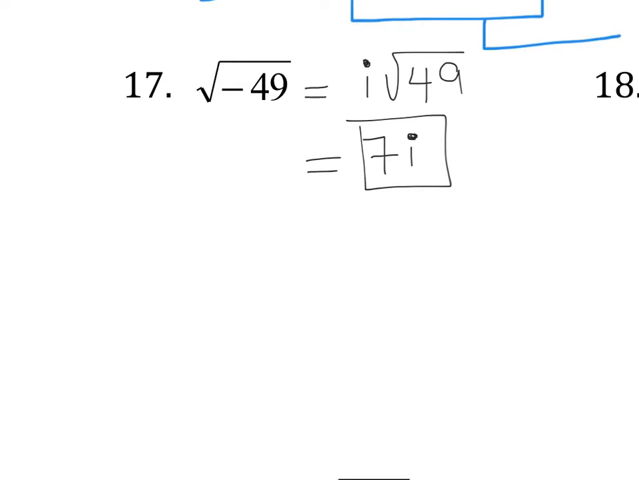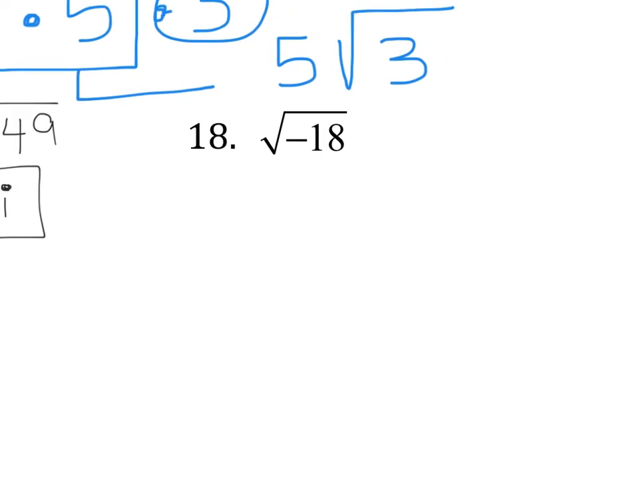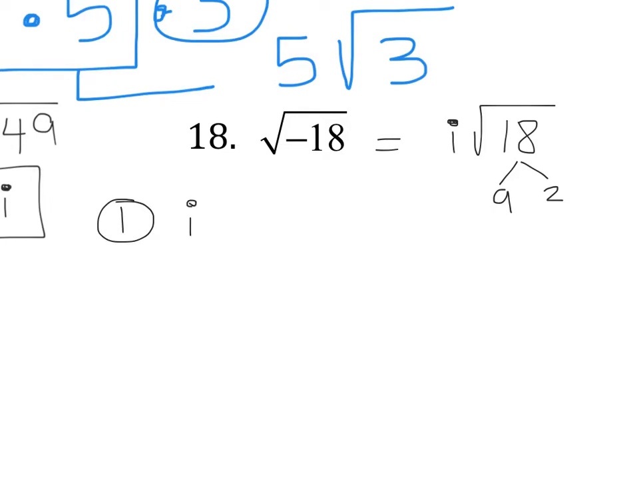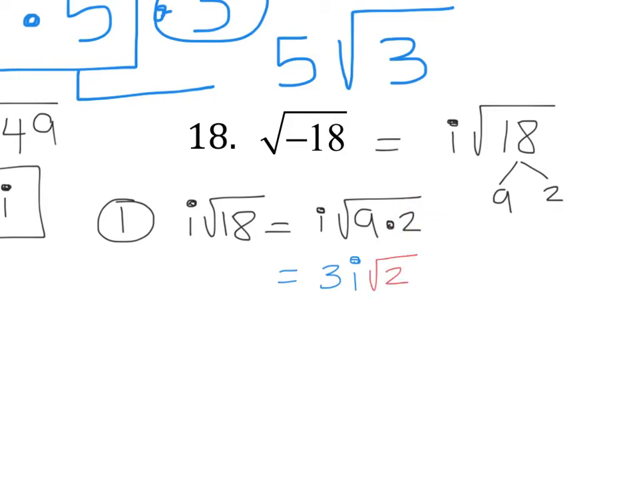Now let's move on to 18. Again, I have a negative under the radical, so the first thing I need to do is replace it with an i, square root of 18. Now let's think of 18. What multiplies to give me 18? 9 times 2. This is one way to think about it, okay? So i square root of 18 is i square root of 9 times 2, because 9 times 2 is 18. Now square root of 9 is a 3, so 3i. Square root of 2 is not a whole number, so it stays under the radical. So the final answer is 3i radical 2.